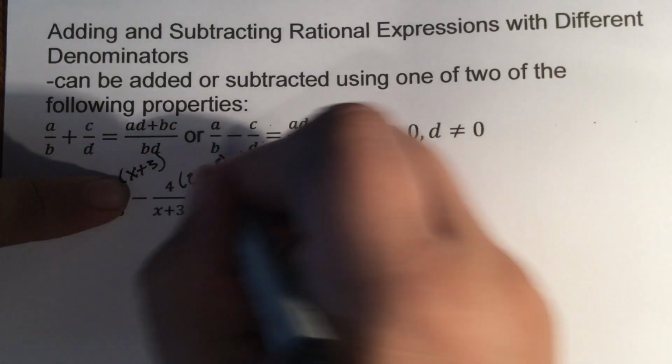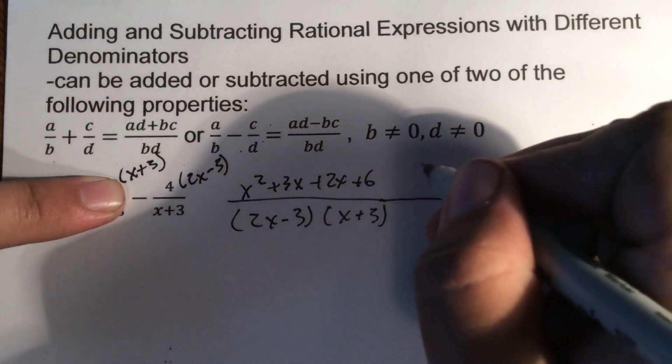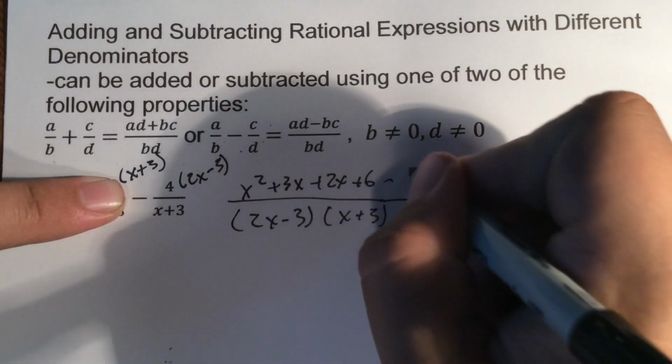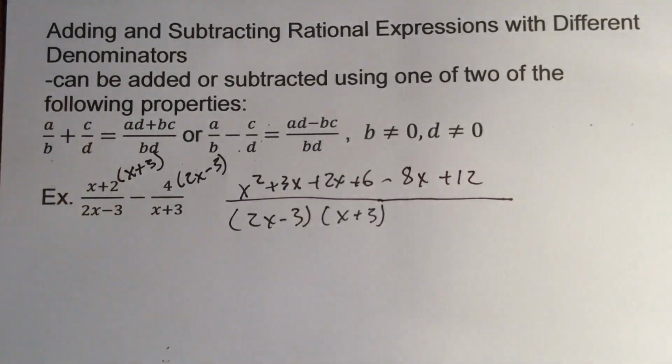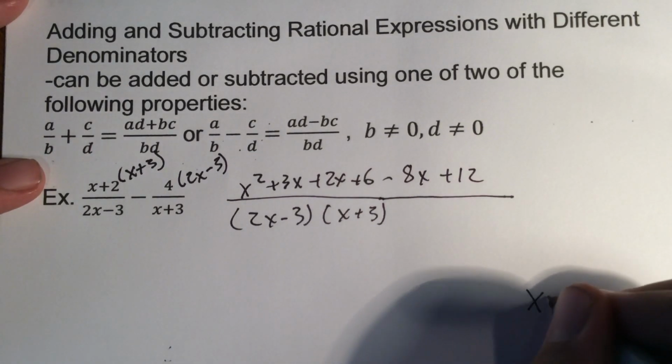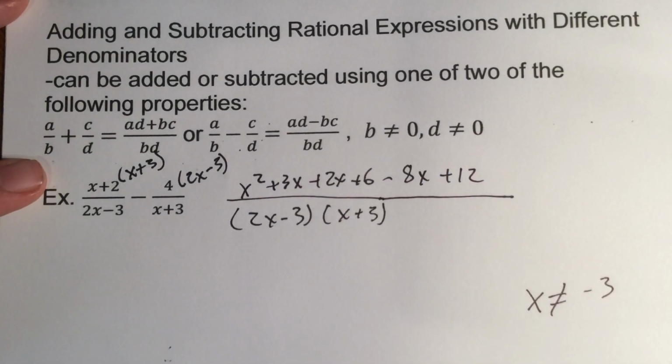Now, the minus 4 would get distributed in as well. I'm going to extend this out. So, negative 4 times 2x would be a minus 8x. And negative 4 times the negative 3 would be a plus 12. And now I can put like terms together after I do my exclusion. So what can x not be? Well, x cannot be a negative 3.